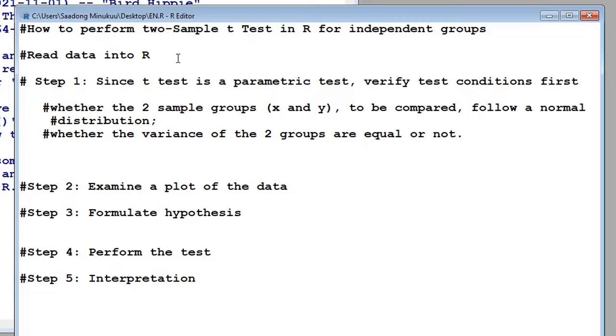So starting with reading the data into R, the data that we are actually going to use is simply the sleep data. The sleep data is a data set of 20 individuals, and these individuals were administered 2 different soporific drugs. Soporific drugs are simply drugs that are meant for inducing sleep, I think. If I'm wrong, please correct me.